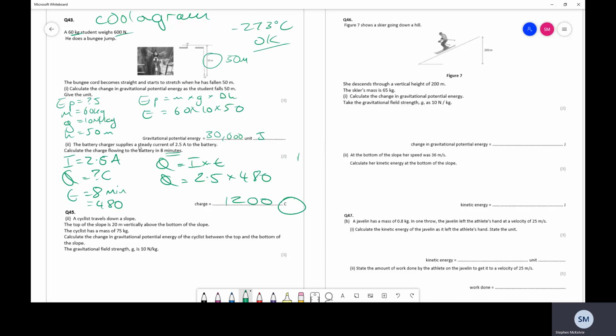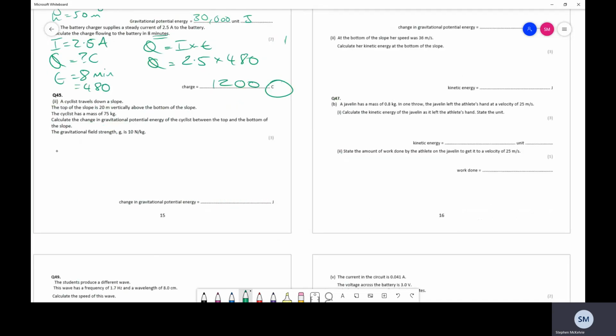Cyclist travels down a slope. Well, hopefully he's got working brakes. That will be able to apply a force necessary to stop the momentum of him traveling down the hill. And it's broken again. Oh, no, now it's not. The top of the slope is 20 meters vertically above the slope. Height is equal to 20 meters. The cyclist has a mass of 75 kilograms. Calculate the change in gravitational potential of the cyclist.